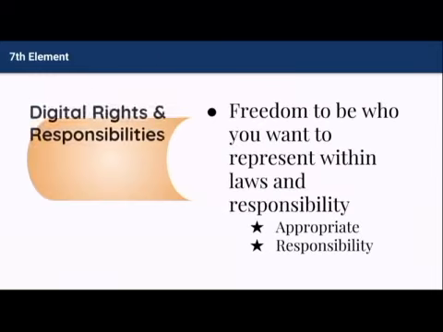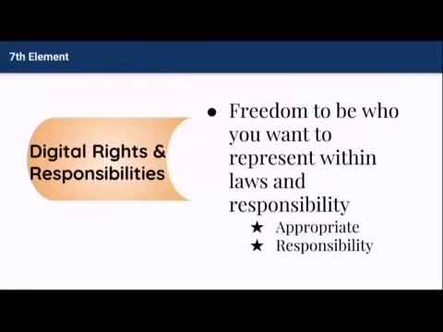The seventh element is digital rights and responsibilities. That is being who you are and who you want to represent yourself as, within restrictions. So that's making sure that you're being appropriate, as well as digital etiquette, making sure that you're not using inappropriate language or being offensive towards others, and of course, being responsible.